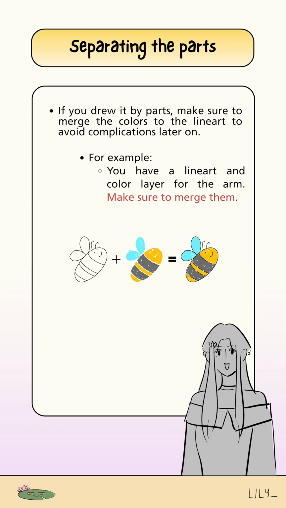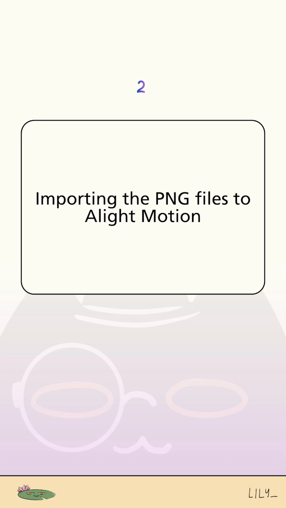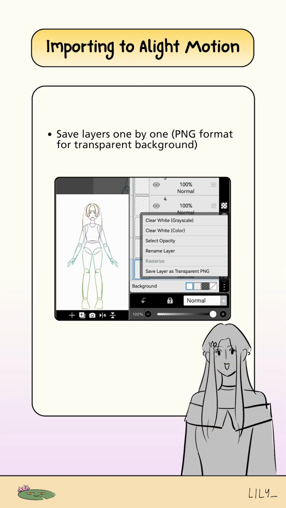So yeah, moving on to our next part, which is importing stuff to Alight Motion, importing your images. For example, for my character, I have 38 layers. So that means I need to have 38 images. So what you will do is, if you have Ibis Paint, there's actually a feature or a function that you can use where you can save the layer as transparent PNG.